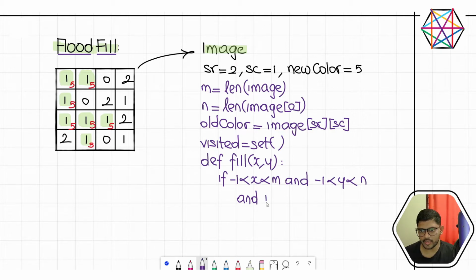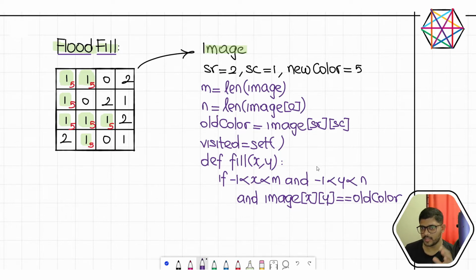So we have to make sure that image of x, y is equal to old color. Old color is the name we have given for the color that we noted down in the starting row, starting column, in the very first starting cell. Whatever is the color, that color is what we are referring to as old color. So we can apply this particular algorithm provided the color in that particular row, that particular column, in that particular cell, is exactly the same as that of the starting cell's color. So that is why we are imposing this condition.